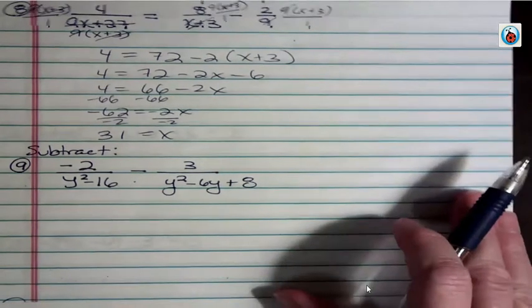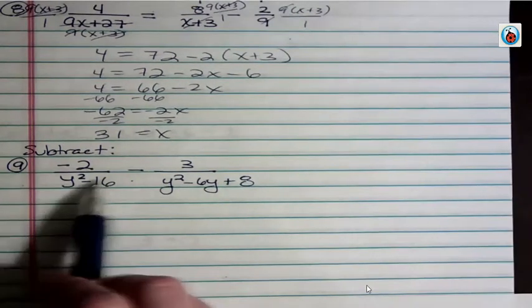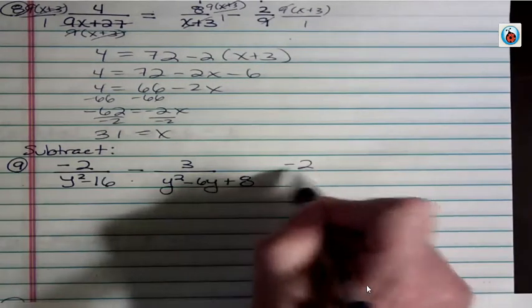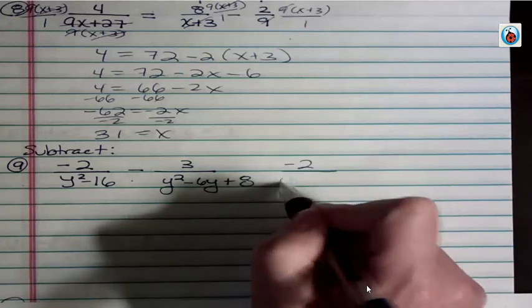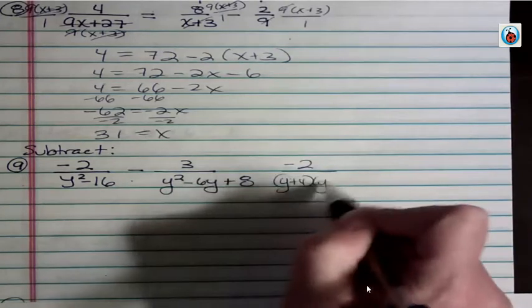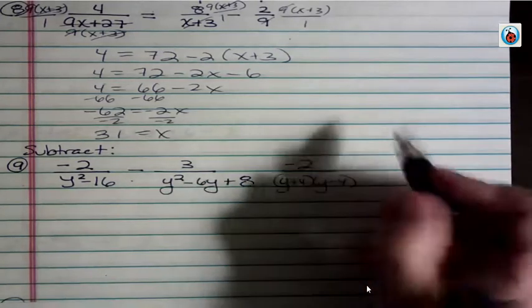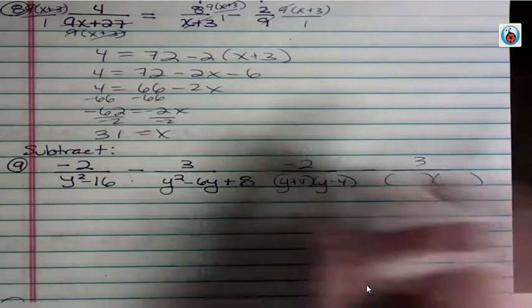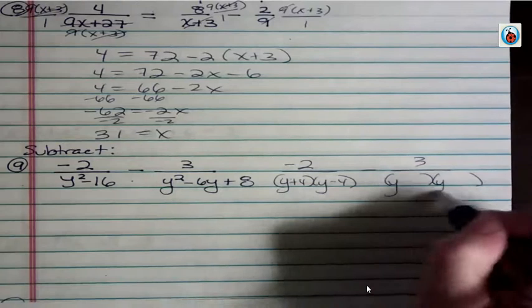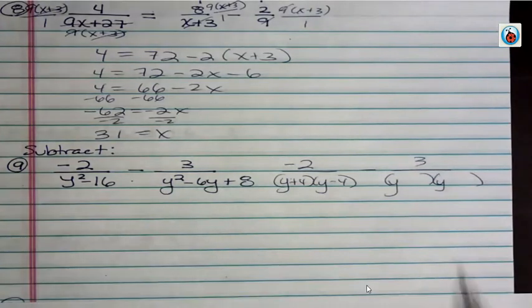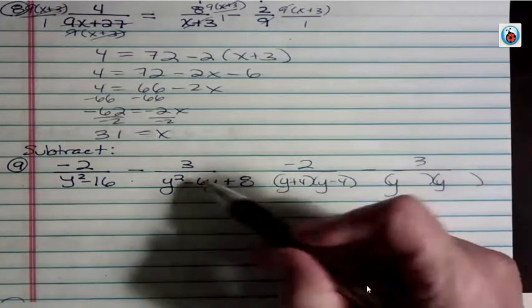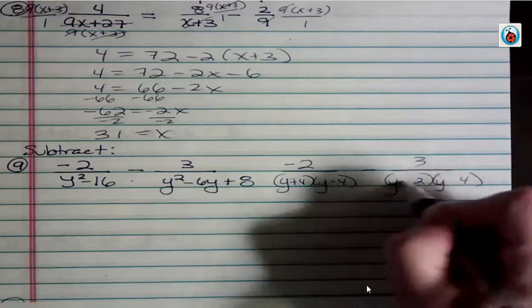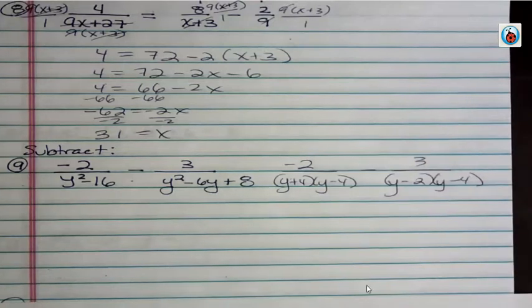The first thing I'm going to do, though, is factor the two denominators. So I have negative 2, and then I have y plus 4 and y minus 4, because that's a difference of squares. And over here, for the second one, I have y squared, which is y and y, and I have 8, which could be 1 and 8 or 2 and 4, but since I want 6, I'm going to use 2 and 4 again. I'm not teaching you how to factor here, so if that's just totally foreign, then you want to go back and study that somewhere else.